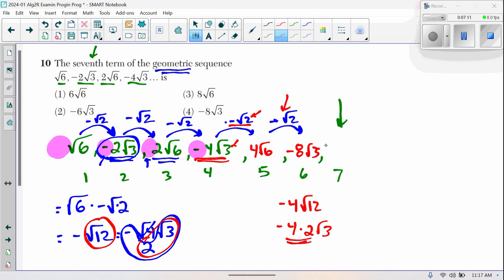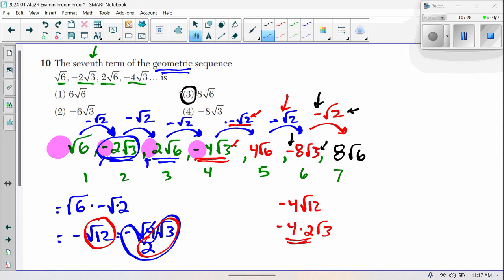And I've got to do it one more time to get to my seventh term, times a negative radical 2. A negative times a negative is positive. I get 8 radical 2 times radical 3, which is radical 6. So there's my answer, choice 3.